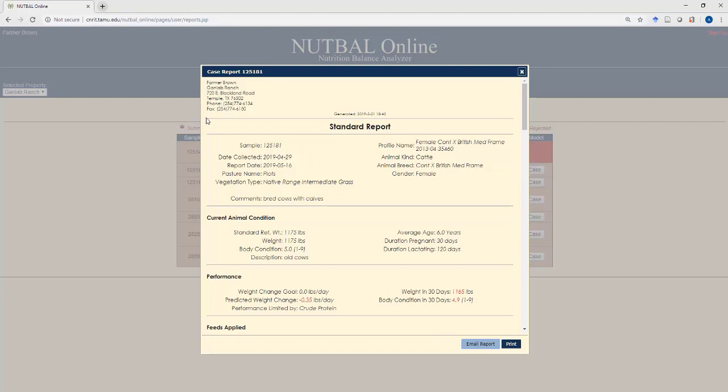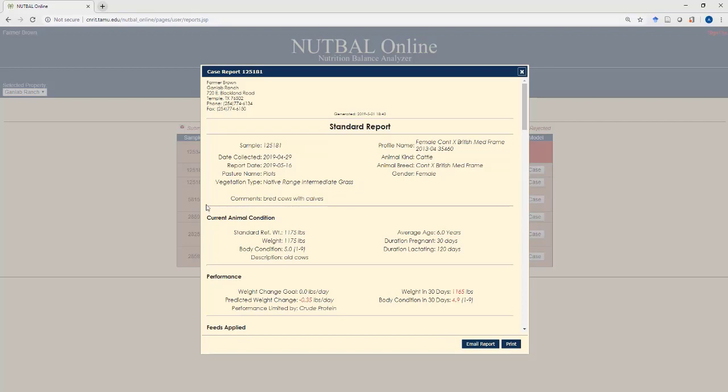And as we start to go through the information on the standard report, these first two sections, so this directly under standard report section and then current animal condition, those are just going to be summaries of the parameters you described in your NUTBAL online sample description. And for more on that, you could see the last video we produced, the sample description NUTBAL online tutorial.